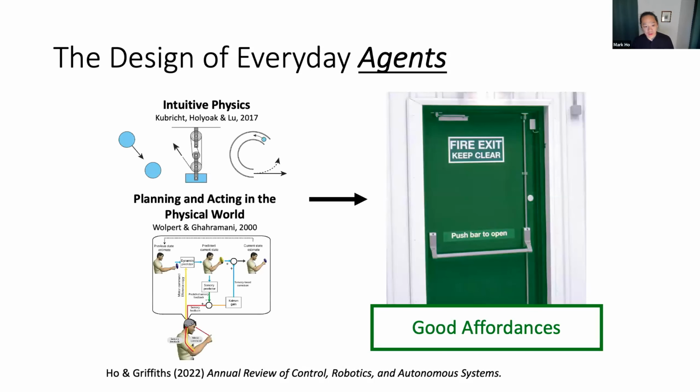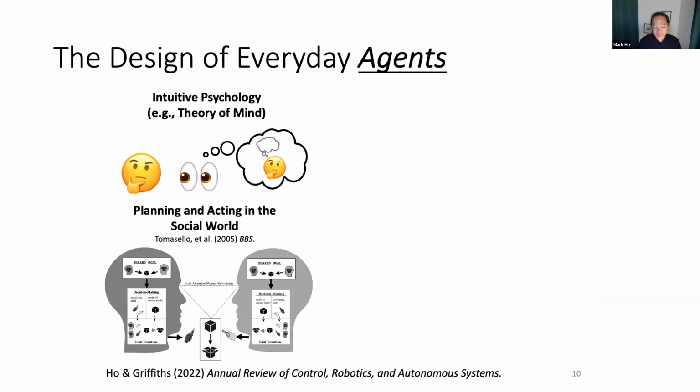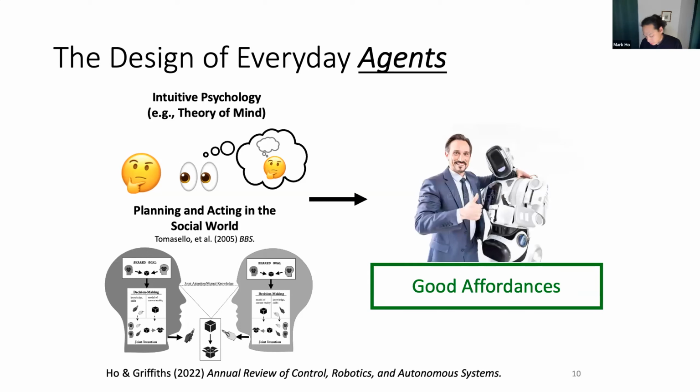And so if you think of what makes a good door have good affordances, it is principles surrounding how people think about intuitive physics and how to plan and act in the physical world. We can think of cognitive science as providing a set of general ideas and frameworks for thinking about how to design systems that are going to interact with us socially and also have good affordances.